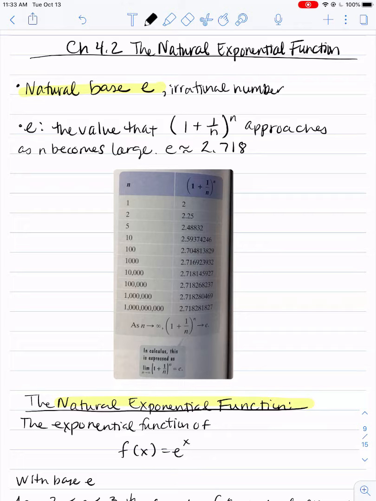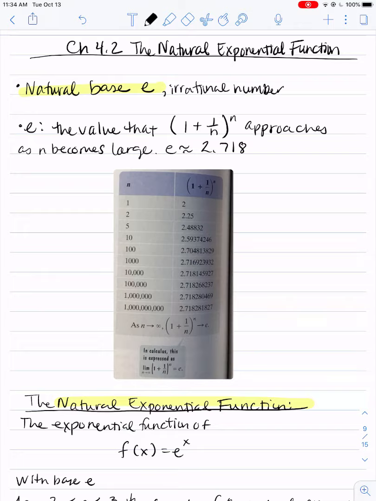So here in this table, we can see our n values on the left, and then on the right we have (1 + 1/n)^n. And we see we get closer and closer to 2.718. So as n goes to infinity, (1 + 1/n)^n approaches e. This is pretty helpful in calculus, where it would be expressed as the limit as n goes to infinity of (1 + 1/n)^n equals e.